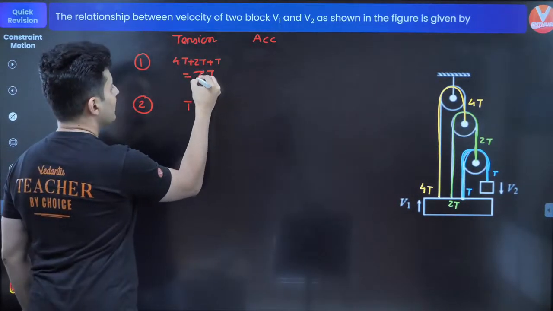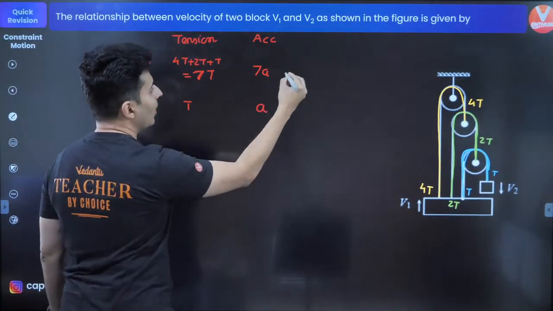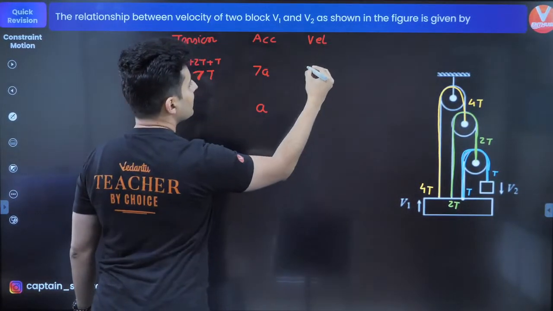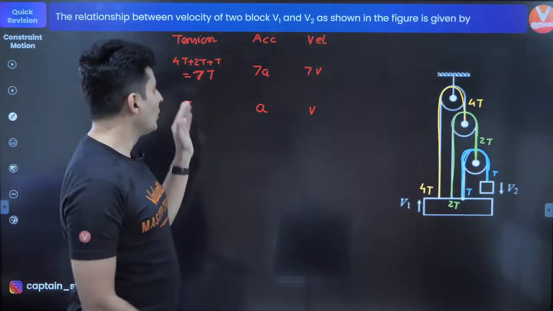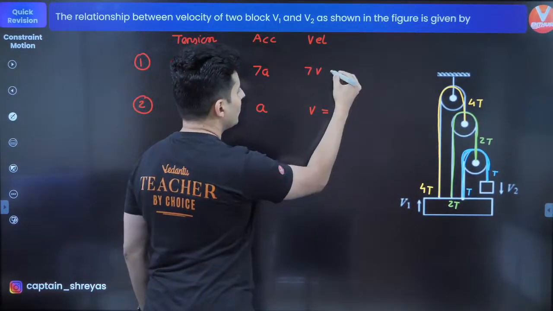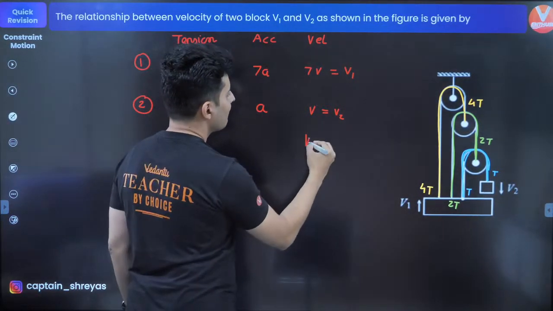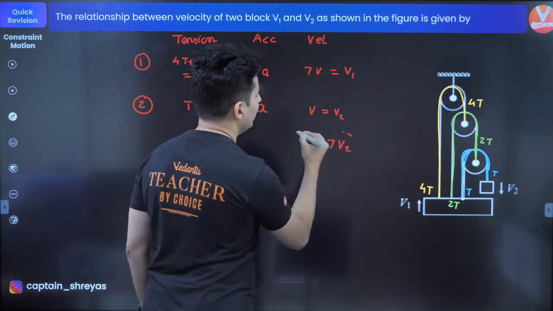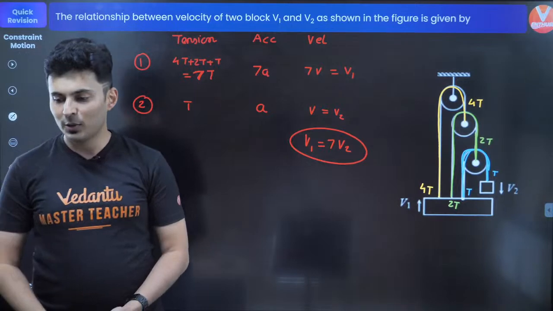So if this is 7T, this is T, this will be 7A, this will be A. Or basically even for velocity, this will be 7V, this will be V. As simple as that. So V is V2 and 7V is V1. So essentially what did I get? V1 is 7 times of V2. That's the exact relationship.